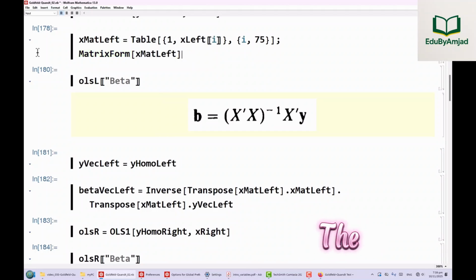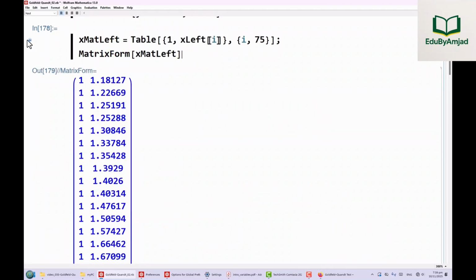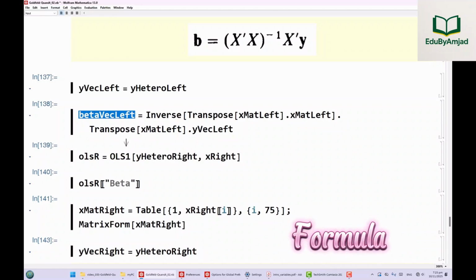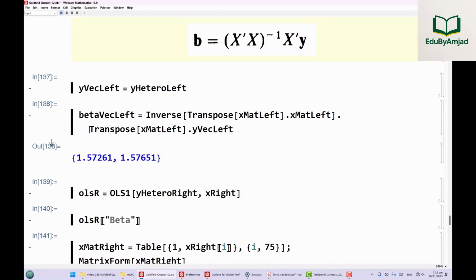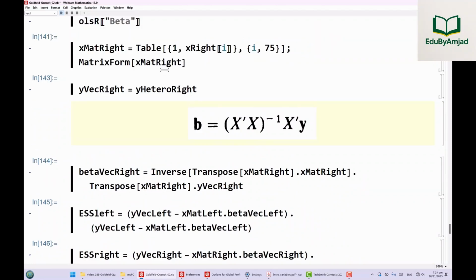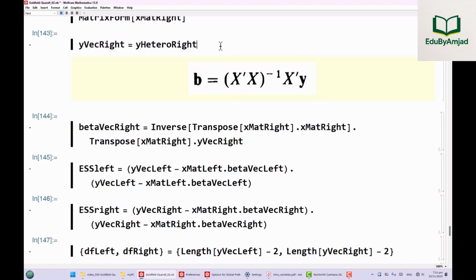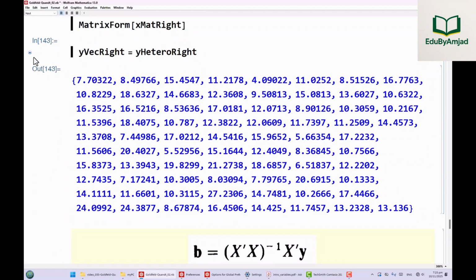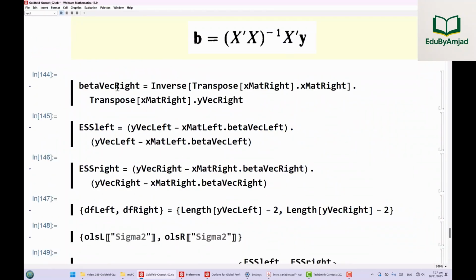Here is the X matrix for the left group, and the Y vector of y-hetero in that group. Next, we input the matrix formula to obtain the beta vector left. Now, here is the X matrix of the right group, and the Y vector of y-hetero in that group. We compute the beta vector right in the same way.